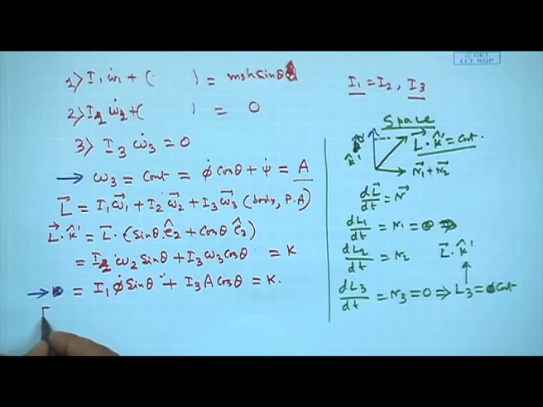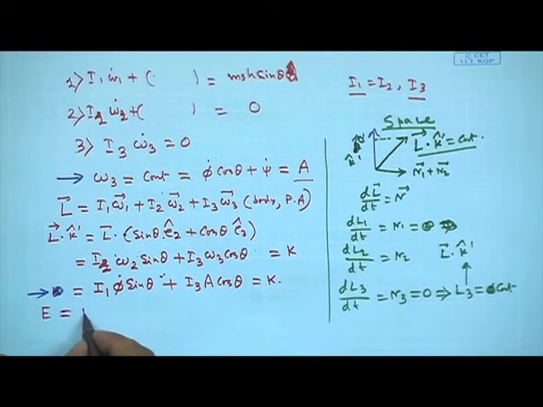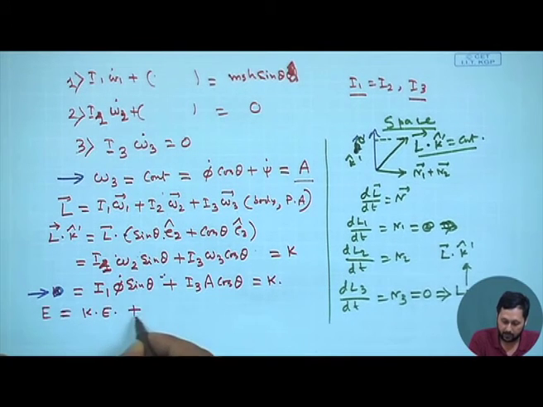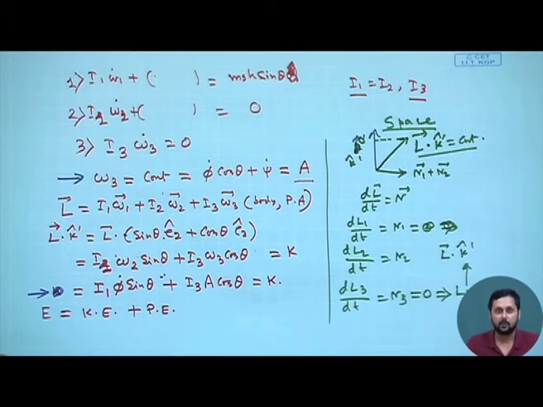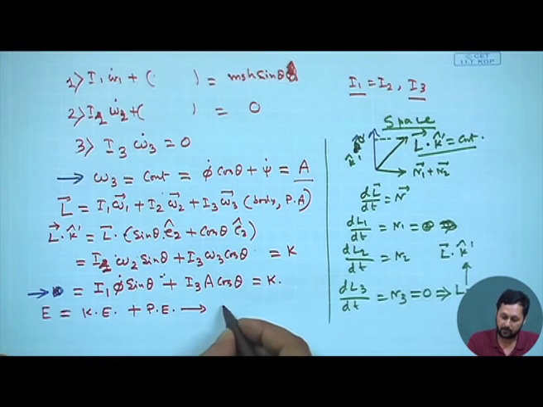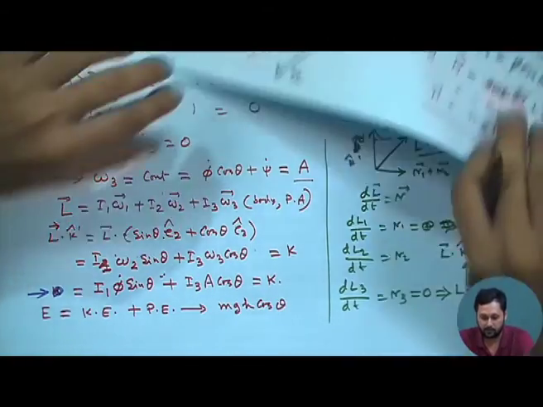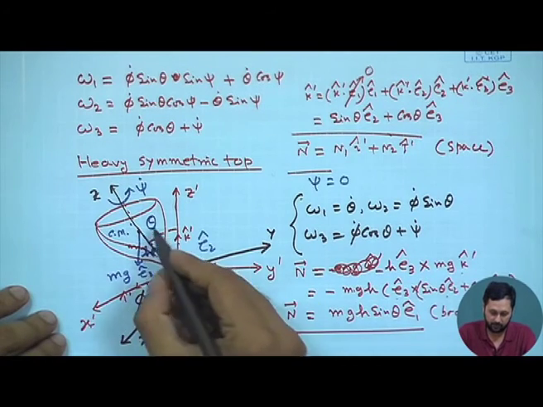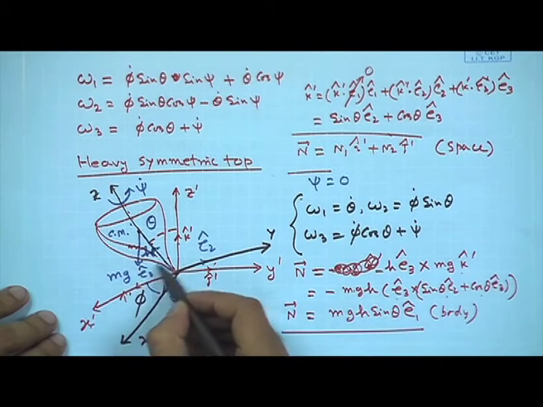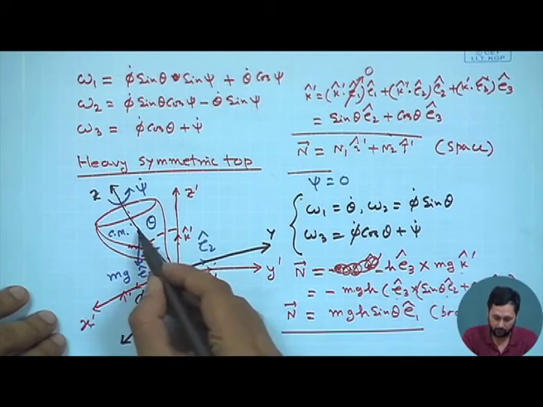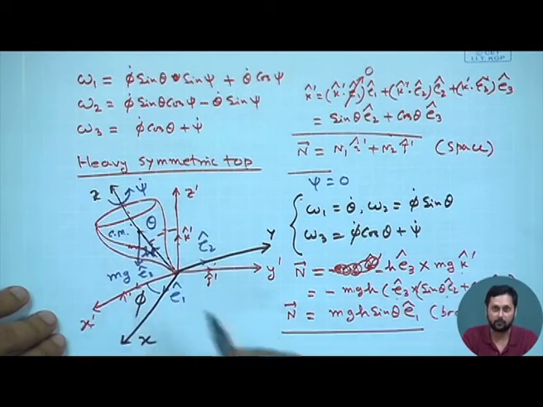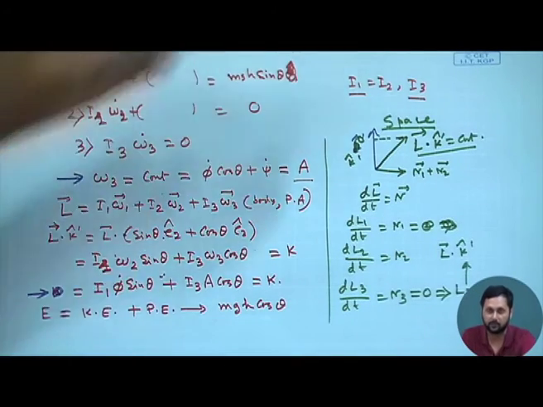So, we can write E equal to a constant, and E can have two parts, one kinetic energy and one potential energy. The potential energy part is simple. We can just write potential energy as mgh cos theta. Look at this picture and you will agree to that. Okay. So, if this is mgh, the height is essentially L cos theta, right. So, h cos theta, this vertical height of the center of mass. So, the potential energy is mgh cos theta.